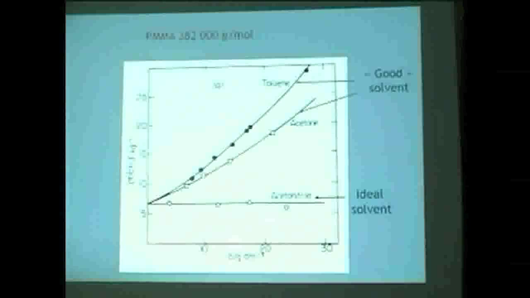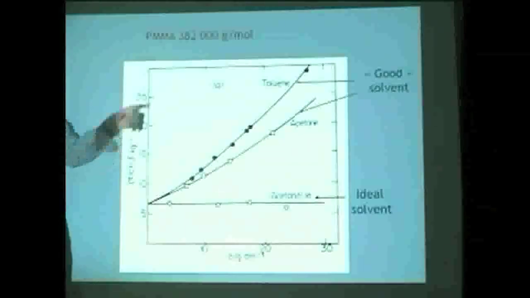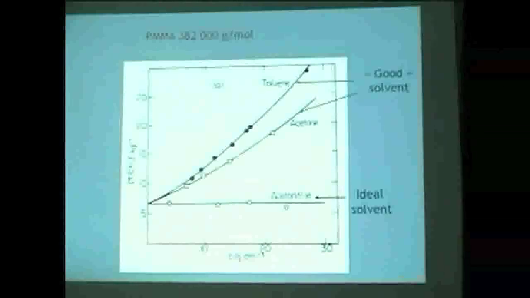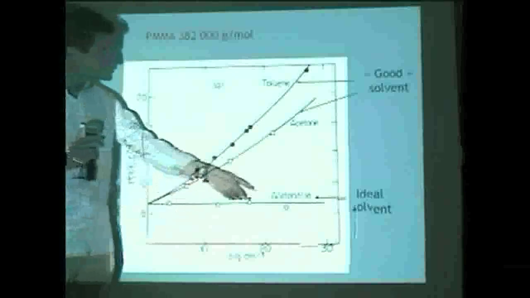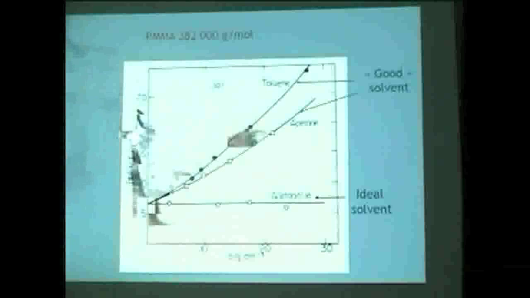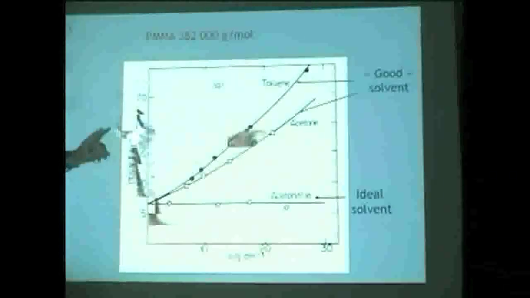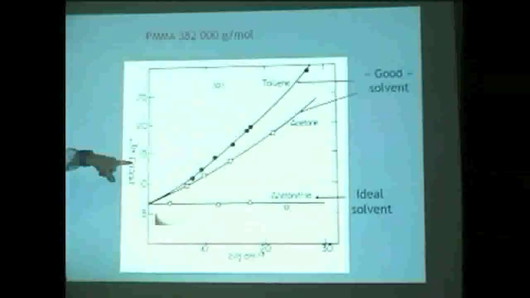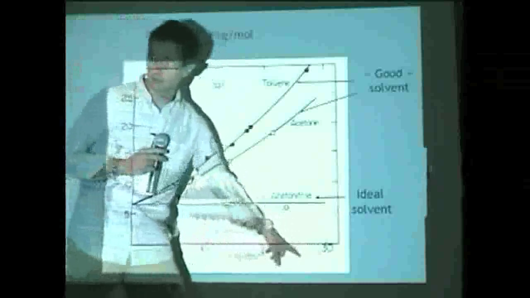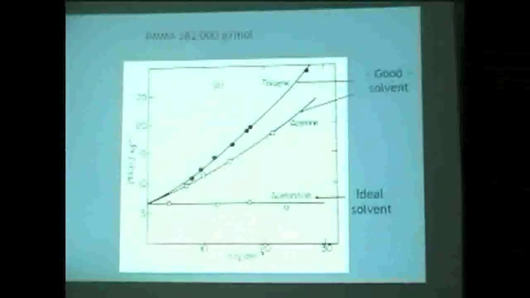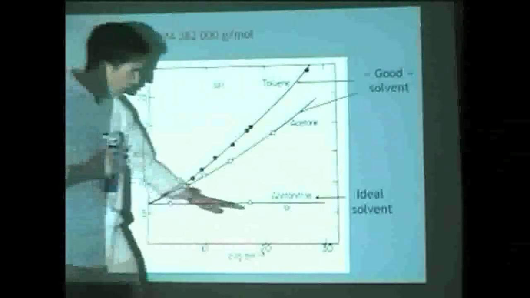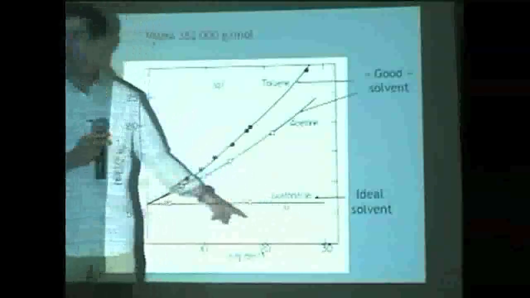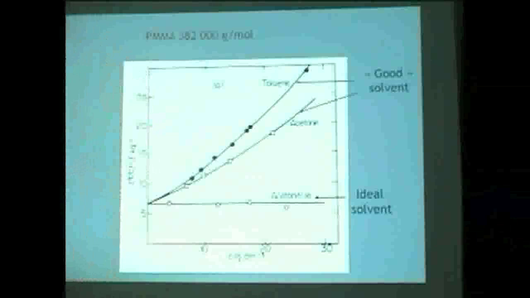Here are some experiments that have been performed with PMMA. I don't know if you're familiar with polymethyl methacrylate. It's a polymer that can be dissolved in various solvents, like, for example, acetonitrile, acetone, toluene. This is what the authors did here. Be careful with one thing: they plot pi divided by the concentration of polymer in the solvent as a function of the concentration of polymer inside the solvent. And you see that we can see two different behaviors. First behavior here, pi divided by the concentration does not depend on the concentration. So what does that mean?